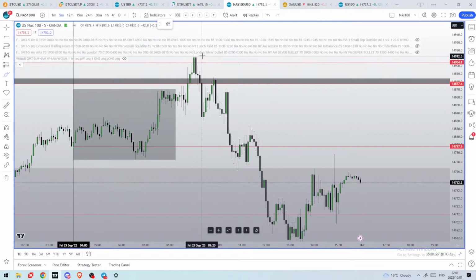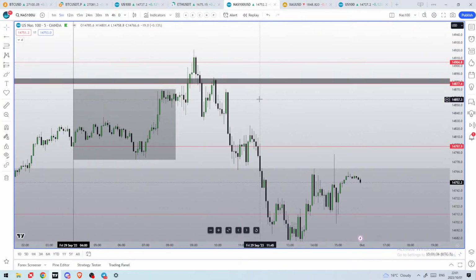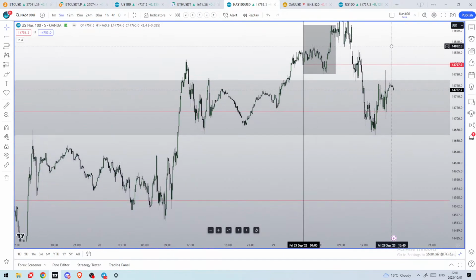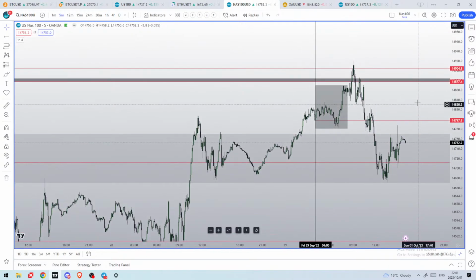M5, price heads lower, pushes up. This is Friday. Bear in mind, Friday is TGIF. You should expect retracements, especially if price has been pushing higher since Wednesday or Tuesday. Price is pushing higher. Friday should want to retrace 20 to 30% of the weekly candle.